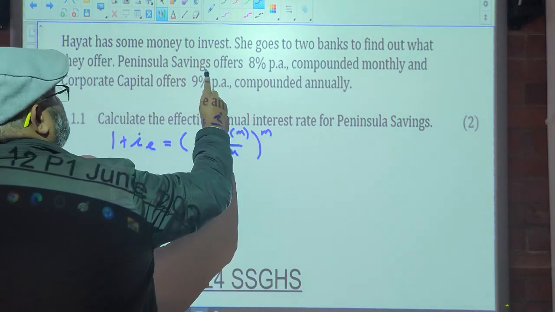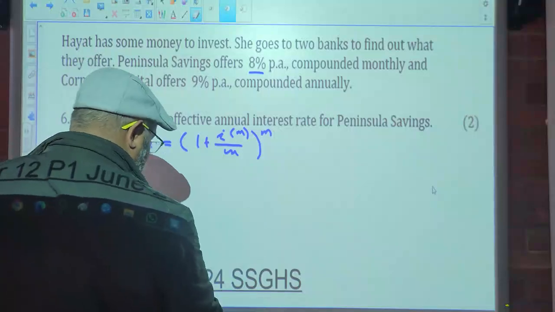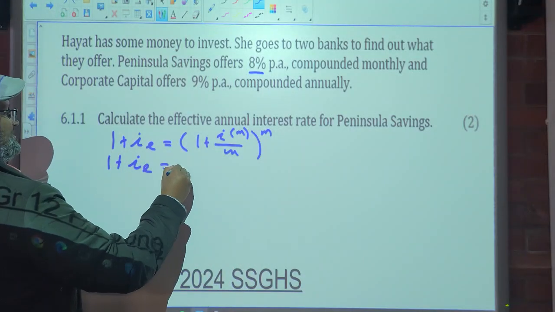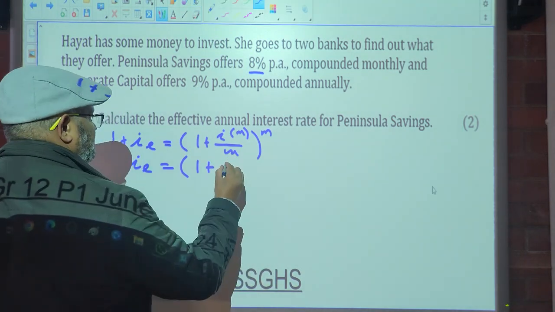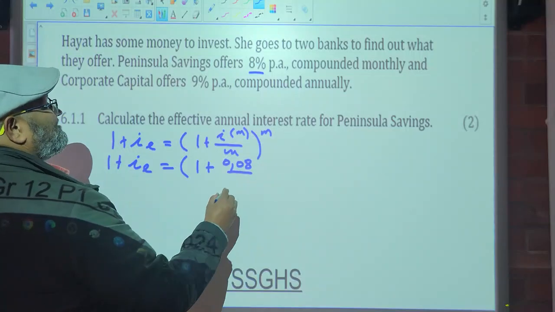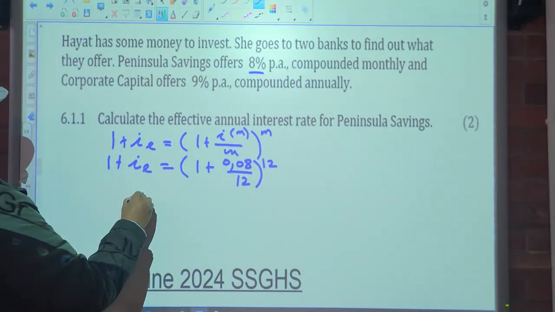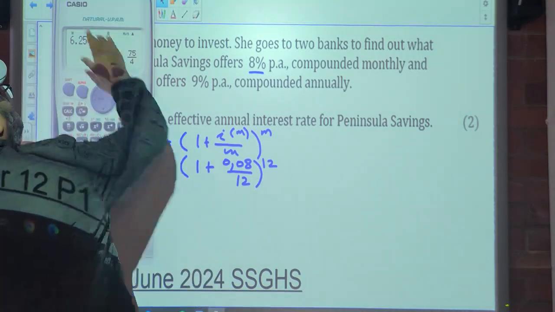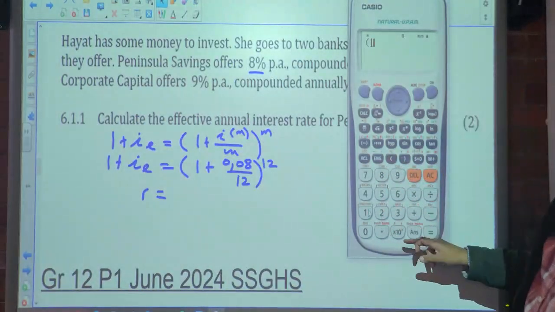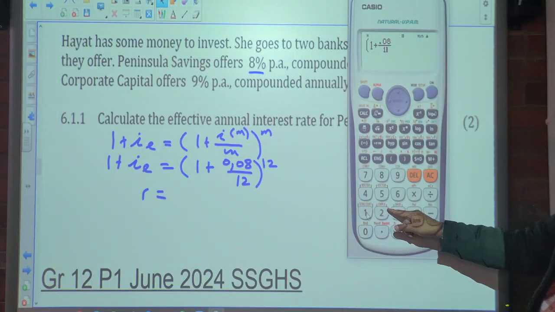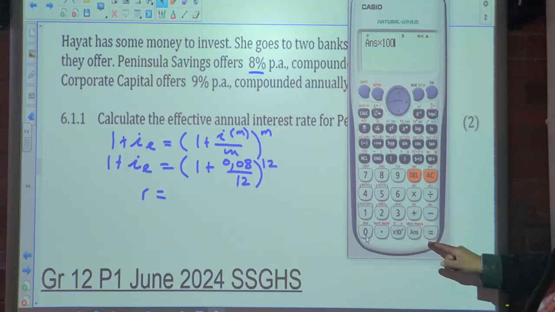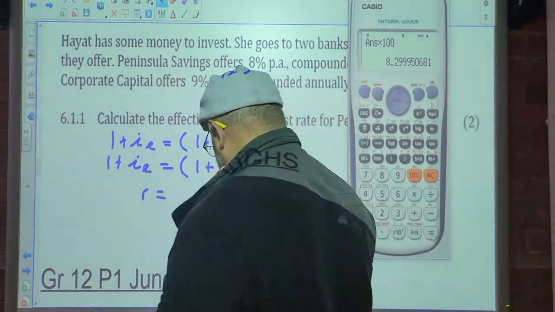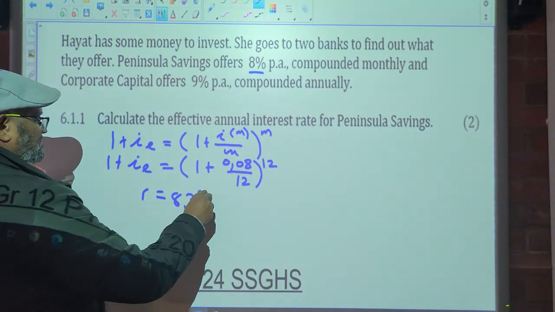Peninsula, I'm calculating Peninsula, sorry. 8% compounded monthly. So I got 1 plus i effective is equal to 1 plus 0.08 over 12 to the exponent 12. So your effective rate is, put in the calculator, open brackets, 1 plus 0.08 over 12 to the exponent 12 minus 1. And then multiply that by 100 to get the rate. 8.3%.